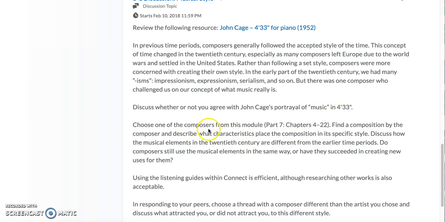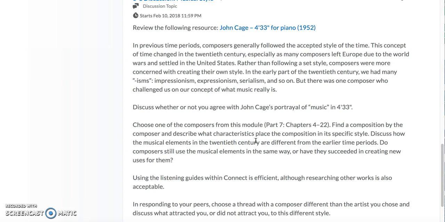And then you're going to choose a composer from this module, find a composition by that composer, and describe the characteristics that place it in its specific style, and talk about how the musical elements in the 20th century are different from earlier time periods. So you're going to watch the John Cage video and tell us why or why not you think it's music. Do that in one paragraph. Then choose a composer from the module, find a composition, and describe, by using characteristics of the music and musical elements, how you can place it in a particular time period.